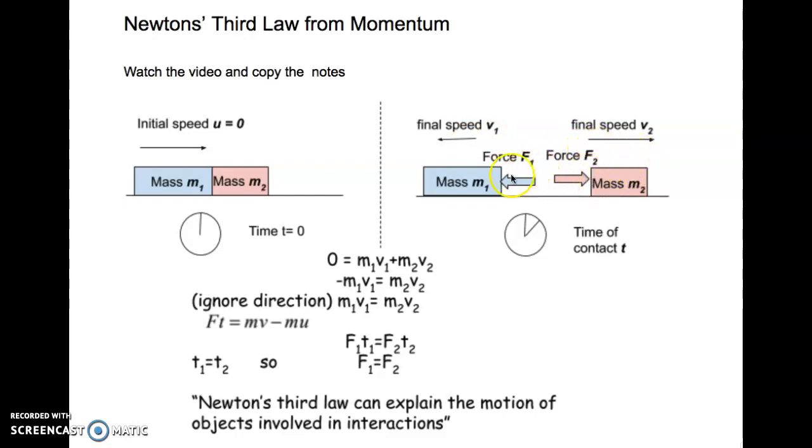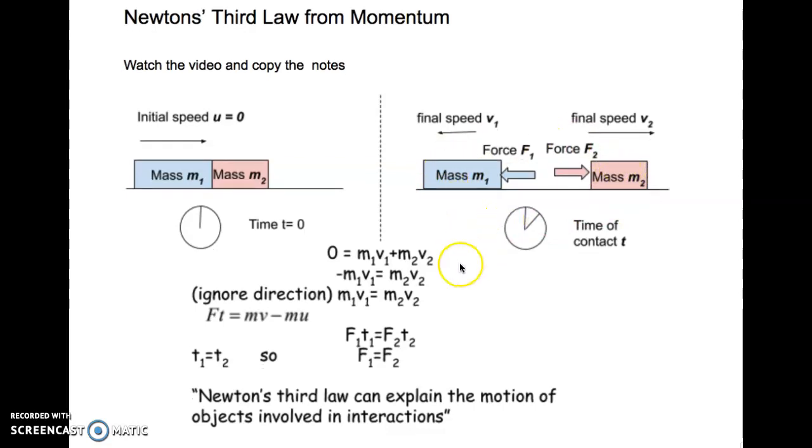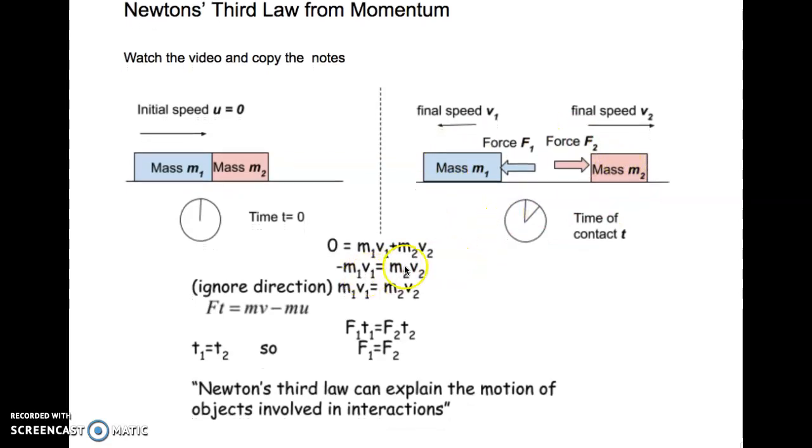They obviously have a force to make them go in each of those directions, force F1 on mass 1, force F2 on mass 2. Because of conservation of momentum, the total momentum here is 0, so the total momentum of these two added together must therefore be 0. So therefore, if we take m1 over to this side, we've got negative m1 v1 equals m2 v2. In other words, the momenta either side are equal if we ignore the direction.